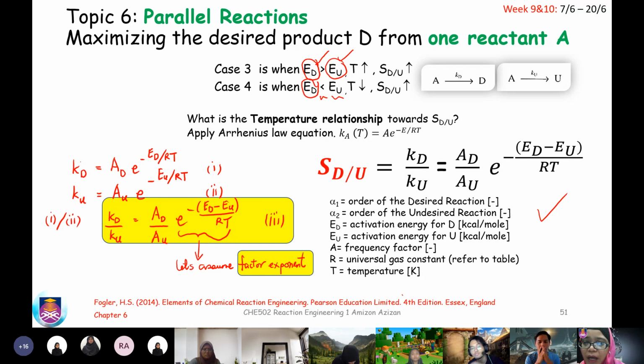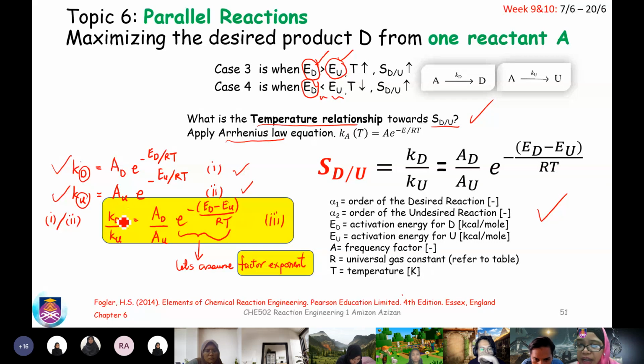So I put a question there. What is the temperature relationship towards the selectivity? Due to the effect of temperature, we apply the Arrhenius law. So we write both equations using the Arrhenius law for the desired, KD, and the undesired, KU. So we have two equations there.